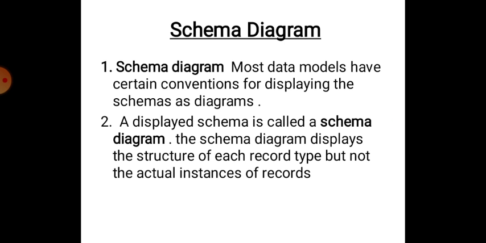Schema diagram. Point number 1. Most data models have certain conventions for displaying the schemas as diagrams. Point number 2. So schema can be represented as a diagram. A displayed schema is called a schema diagram. The schema diagram displays the structure of each record type but not the actual instance of a record. So schema diagram tells the structure, the way the data is going to be stored, not the actual record.